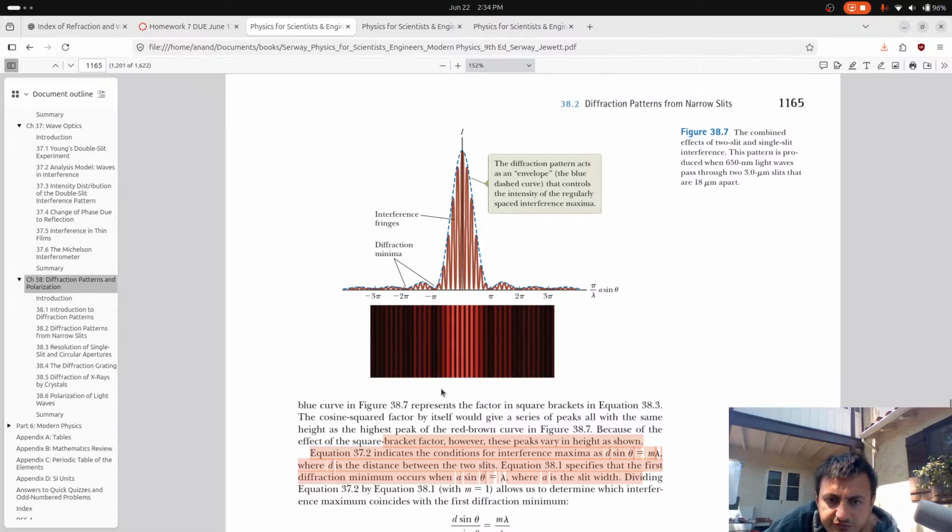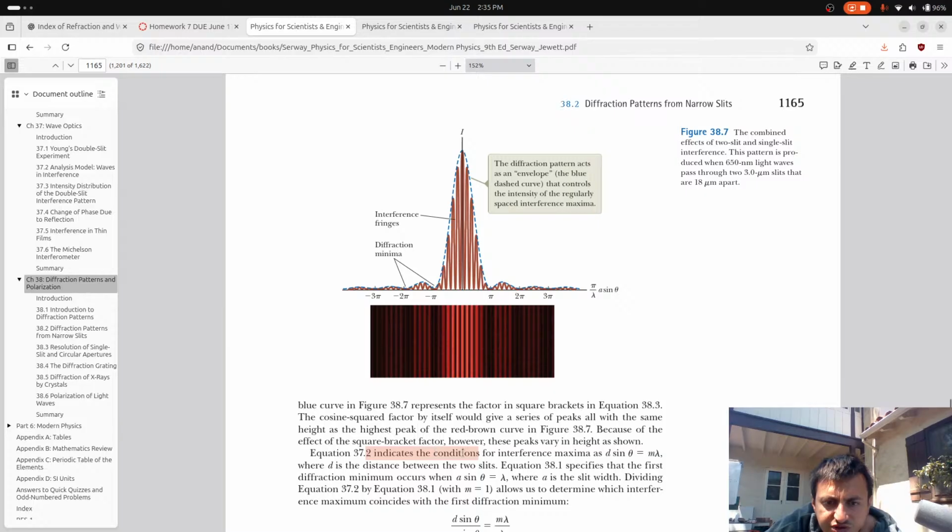The blue curve represents the factor in square brackets. The cosine squared factor by itself would give a series of peaks all with the same height as the highest peak in the red-brown curve in figure 38.7. Because of the effect of the square bracket factor, however, these peaks vary in height, as shown, and diminish.